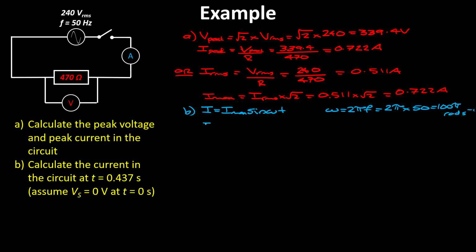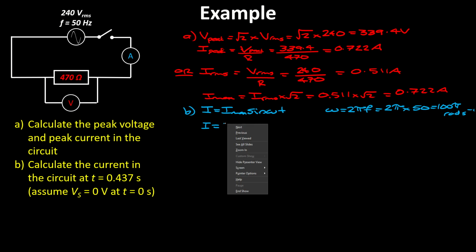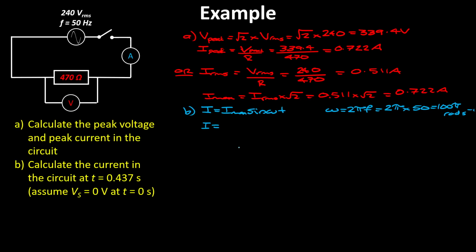So, if I want to calculate the current, I know all these things now. I've actually calculated the maximum current already. That was in the previous question. That was 0.722 times the sine of 100 pi. That's the omega, and the time is in the question, 0.437 seconds.